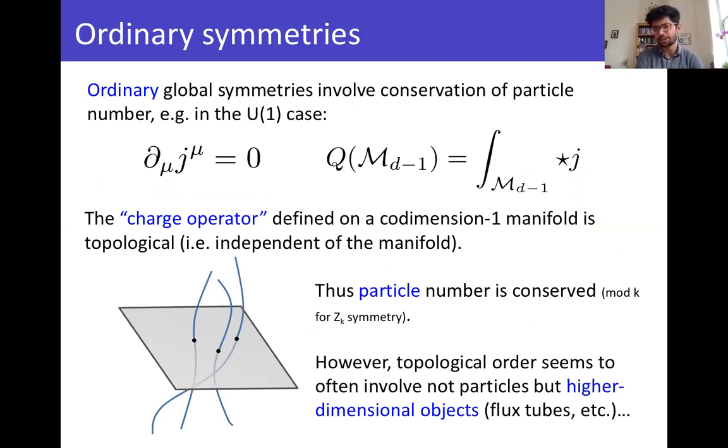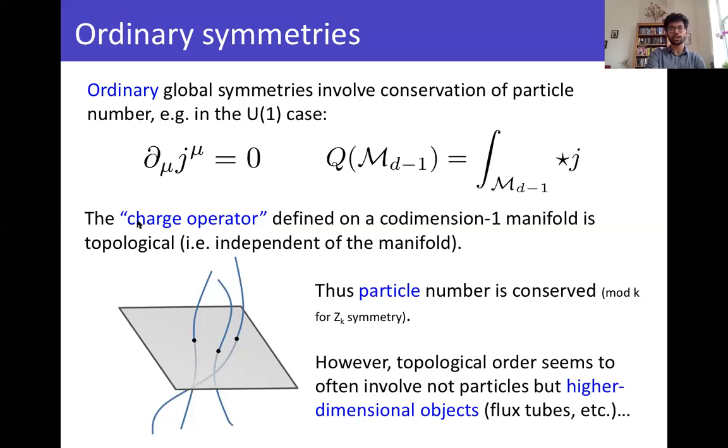So the simplest global symmetry is probably a U1 global symmetry. And a U1 global symmetry has a very simple physical interpretation. If you have a U1 global symmetry, then you have a conserved charge current. So you have something like d mu j mu equals zero. And using that charge current, you can build a conserved charge. Formally you build this in the following way. In form language, d mu j mu equals zero means that d star j equals zero. What you do is you integrate star j over a codimension one manifold to get some object, which is called Q. Q in this formal language is defined on a codimension one manifold.